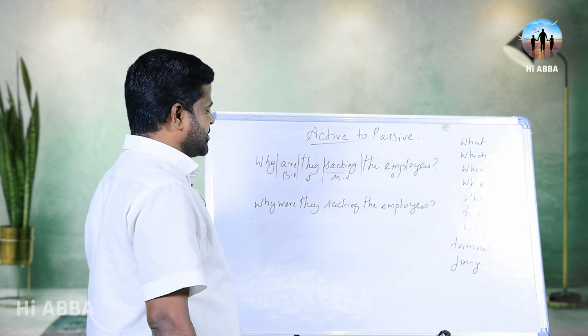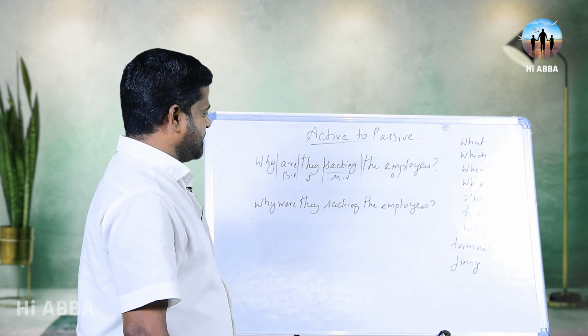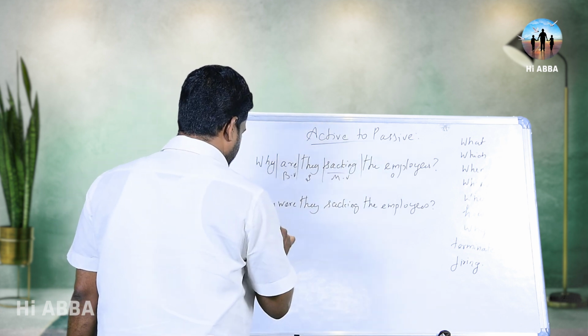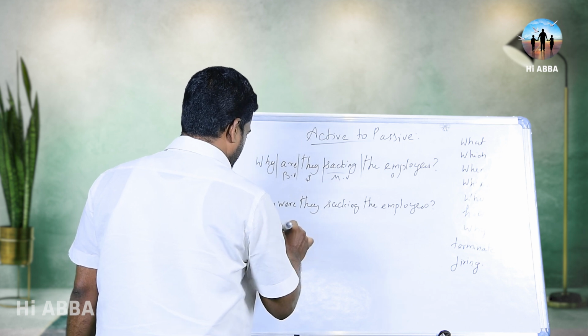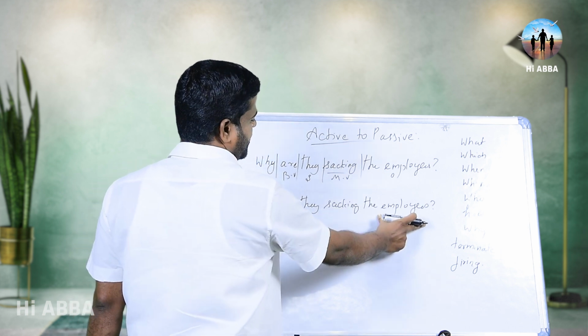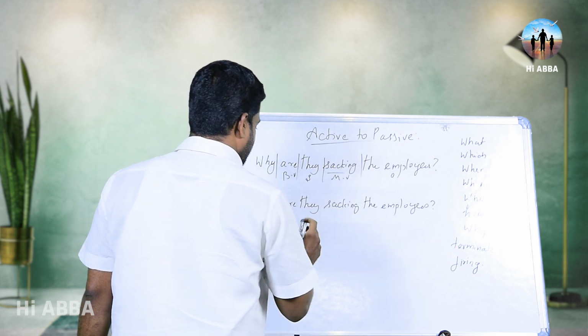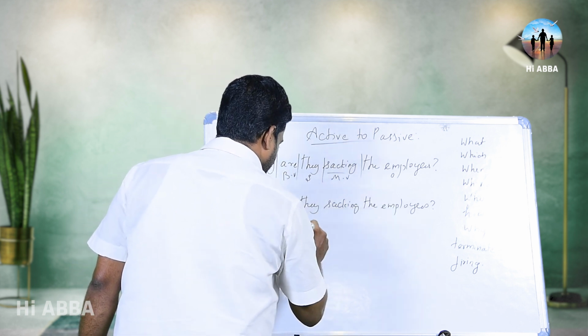This is in past continuous tense. So how does this have to be written in passive voice? We'll apply the formula. Why will come as it is. Why, where will be the same, because the object is also a plural subject, the subject is also a plural subject. So now the employees should come as the subject.